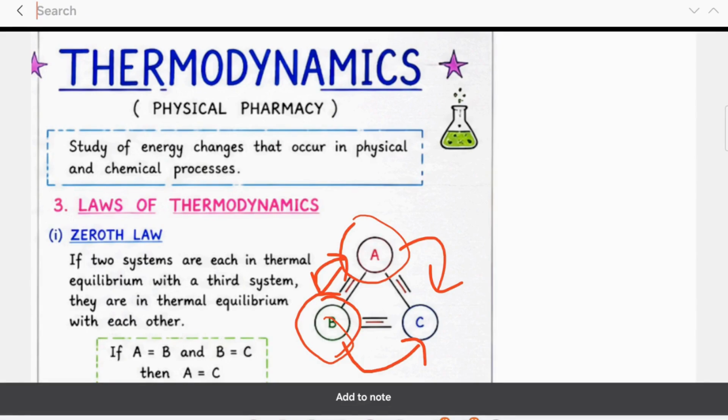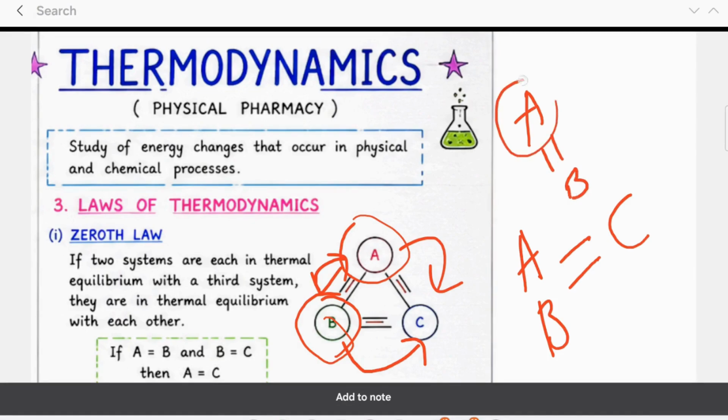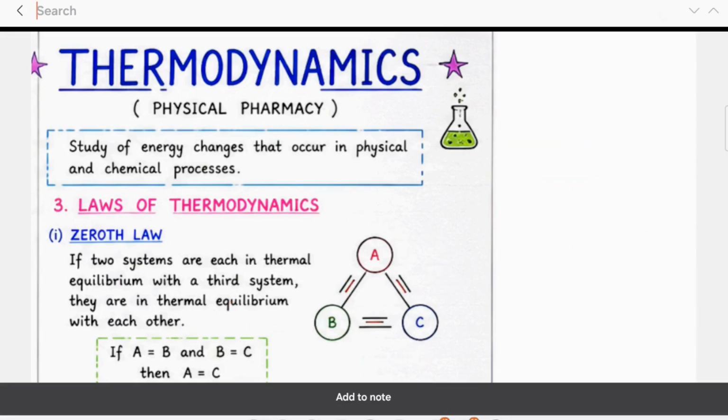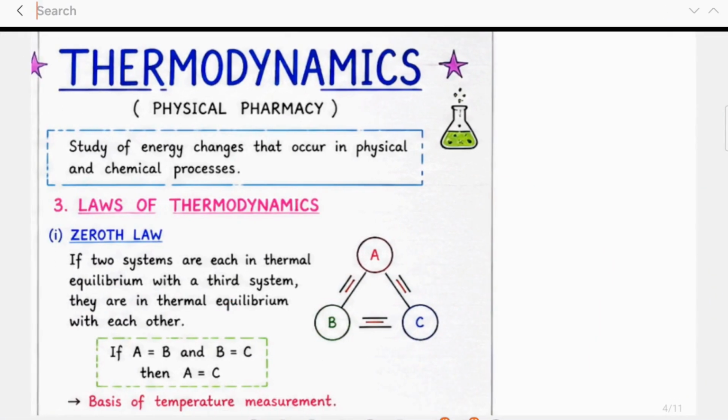That is, if A and B both are in thermal equilibrium with C, then definitely the system A is in thermal equilibrium with system B. That is, if A is equal to C and B is equal to C, then A is equal to B. Then all three systems are in thermal equilibrium.